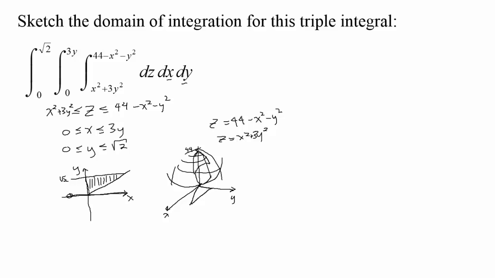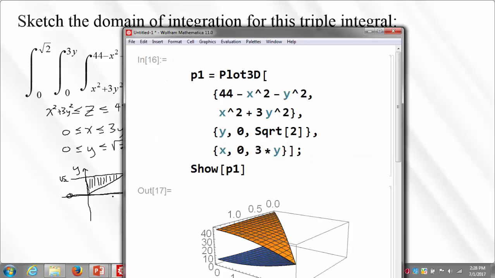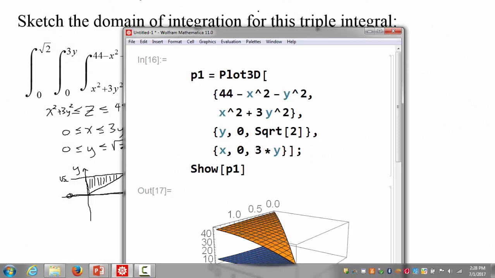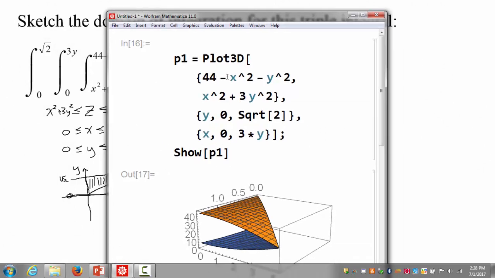So we have a parabolic region whose cross section, or shadow in the xy plane, is a triangle. It might be easier to visualize this if we take our inequalities and graph them using Plot3D in Mathematica. So that's what I've done. I've got Mathematica open here, and the command to plot surfaces is Plot3D. I'm going to plot both of those elliptic paraboloids, and I use the bounds on y. I'm plotting y from 0 to square root of 2, and then once Mathematica knows what y is doing, the x value just goes from 0 to 3 times y.